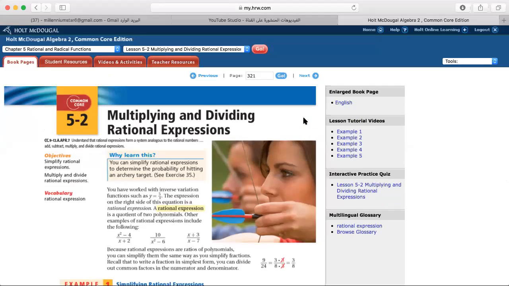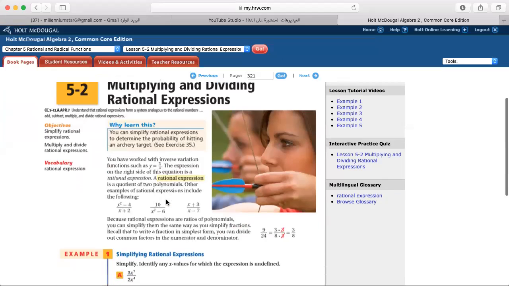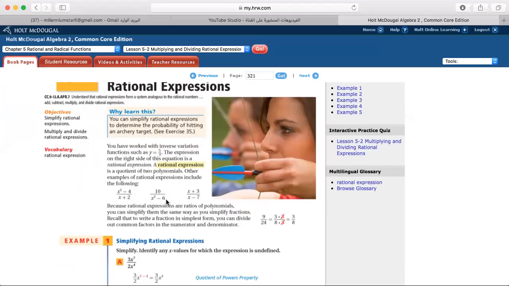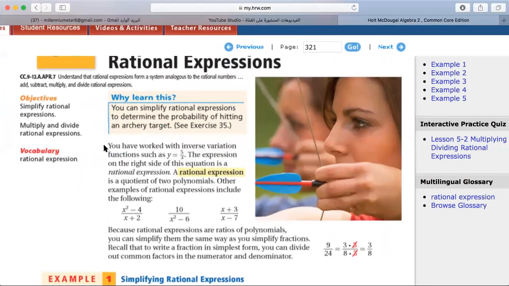Multiplying and dividing rational expressions. Okay, you have worked with inverse variation functions such as y is equal to 5 over x.